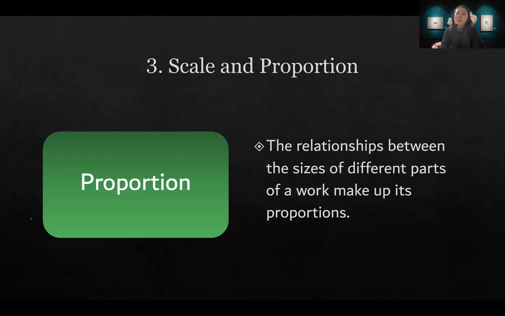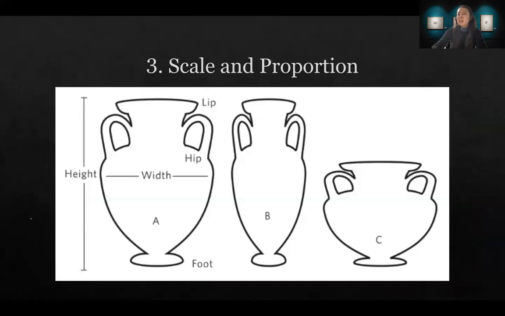Now let's see proportion for the last. The relationships between the sizes of different parts of a work make up its proportions. By controlling these size relationships, an artist can enhance the expressive and descriptive characteristics of the work. As size relationships change, proportions change. So look at these examples.